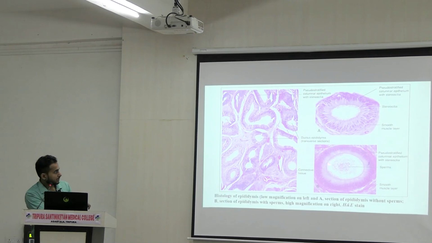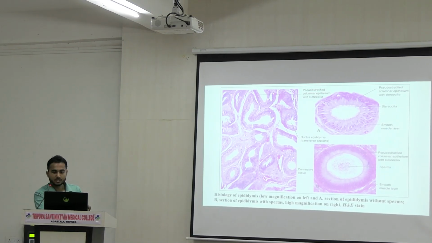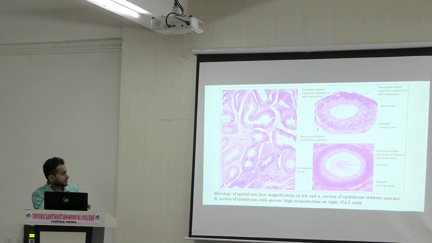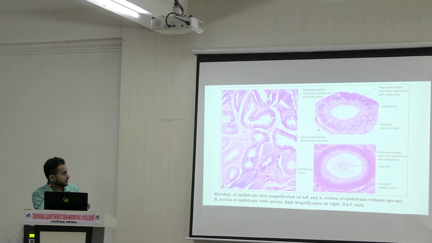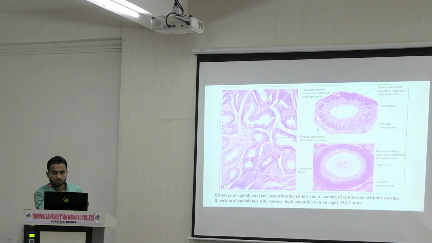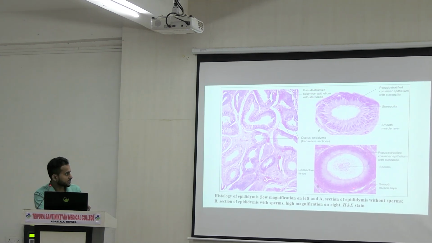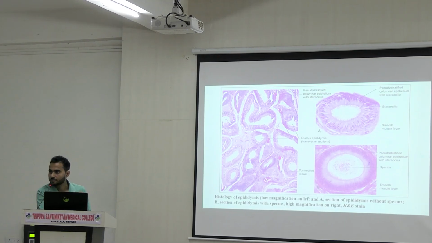Now here you can see the diagram under high magnification. In the high magnification, what can you see? See, this is the pseudo-stratified columnar epithelium with stereocilia. In the lumen, mainly the sperms are present, which are mature. Next, if you go outer to this epithelial layer, then you can see the circular smooth muscle layer. See this one. So only one layer of circular smooth muscle cells is present. This active contraction will help in expulsion of the sperms which are present inside the epididymis.